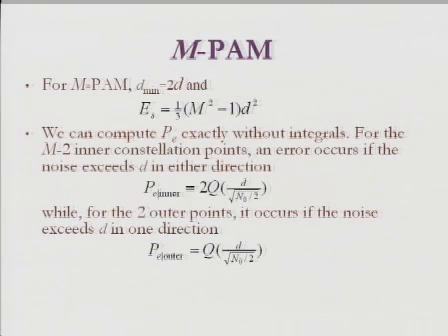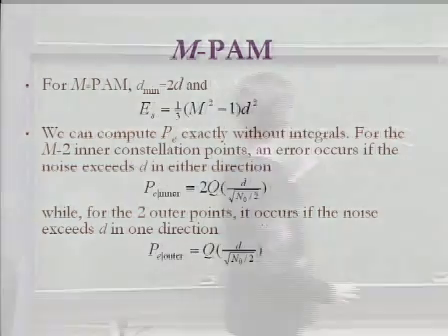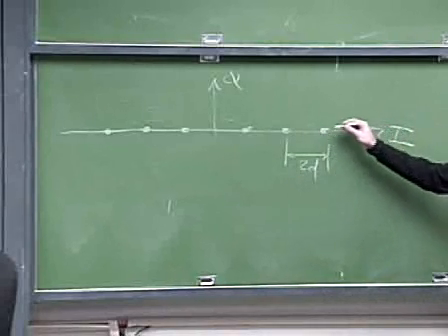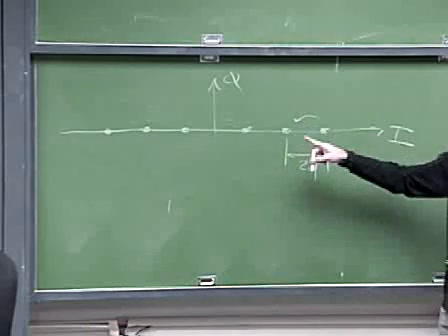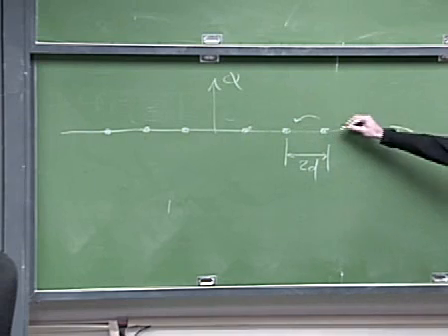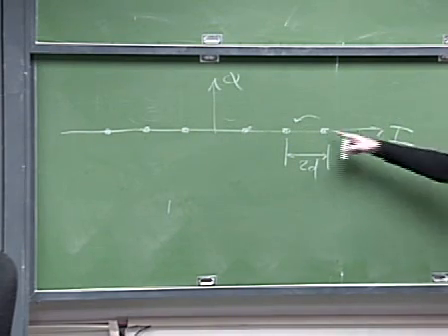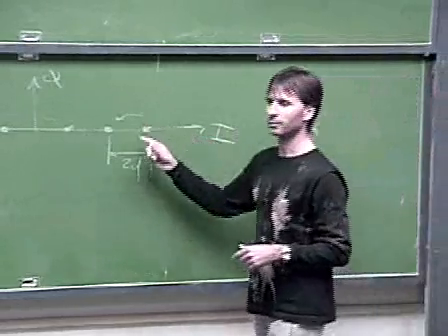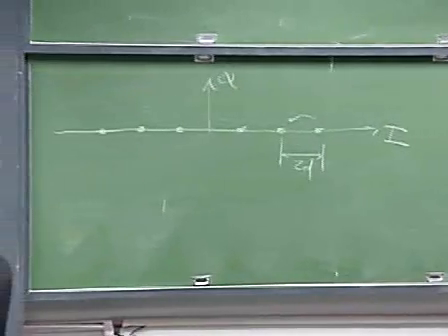Now, for the outer points, there are 2 outer points. The error occurs if the noise exceeds d in only one direction. In this case, for example, if the noise is bigger than d in the negative direction, we're going to get pushed over into this neighbor's region, and we'll make a mistake. But in this direction, there's no problem. Even if the noise is huge and puts us over here, the closest point is still the correct one. The noise can push us to the right as much as we want; we don't care. To the left is when we can make a mistake, because there's a neighbor there. So in this case, we have the same Q, but only once, as opposed to twice.